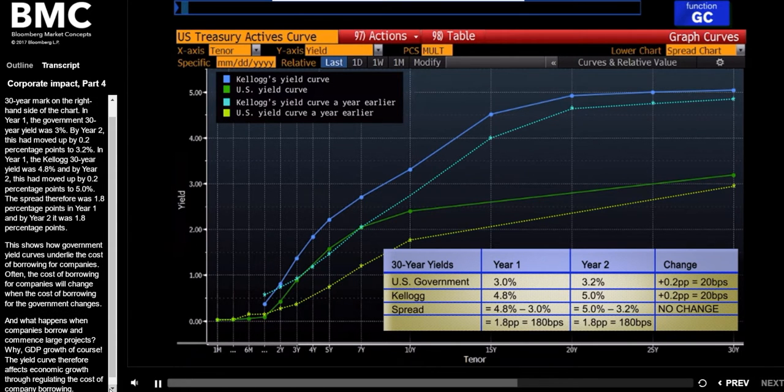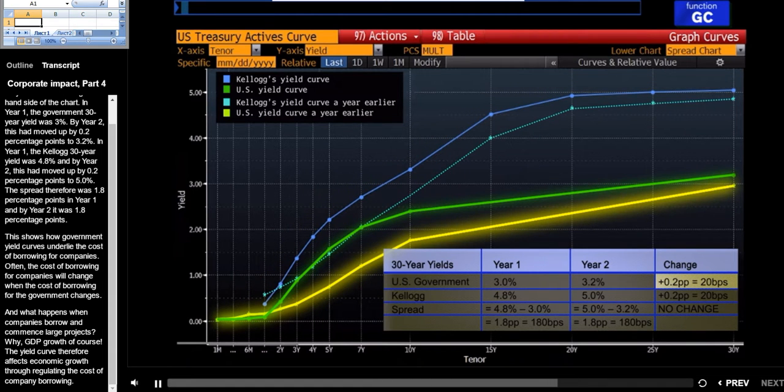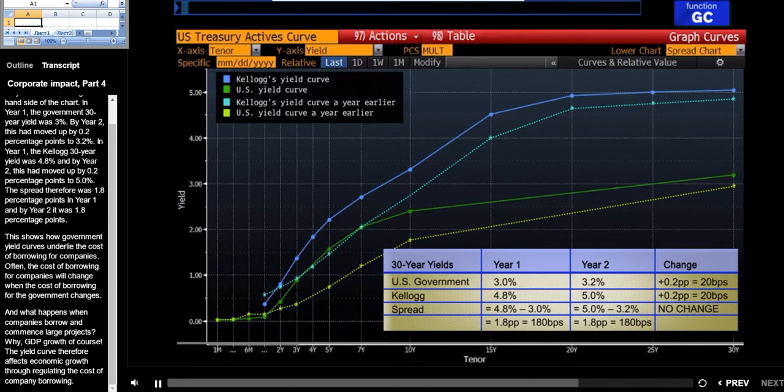Often, the cost of borrowing for companies will change when the cost of borrowing for the government changes. And what happens when companies borrow and commence large projects? Why, GDP growth, of course. The yield curve therefore affects economic growth through regulating the cost of company borrowing.